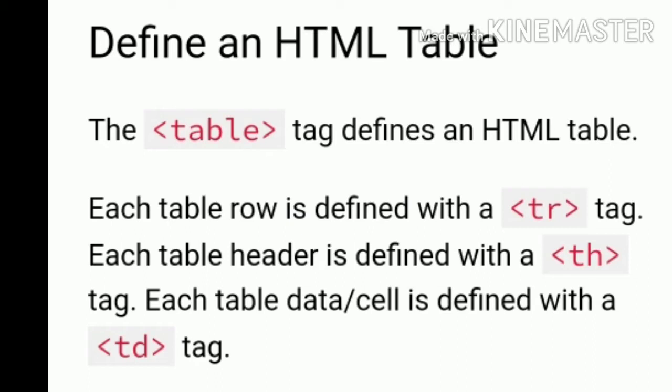Generally, we can take any example of columns. Here the border is an attribute of the table tag, and it is used to put a border across all the cells. If you do not need a border, then you can use border equal to, within double quotation marks, 0.